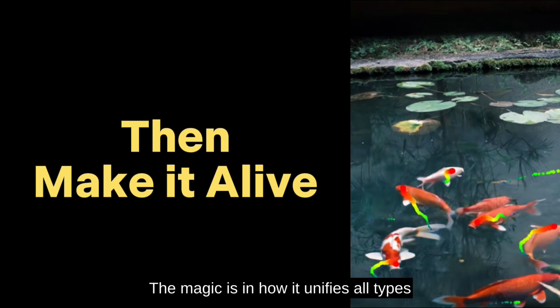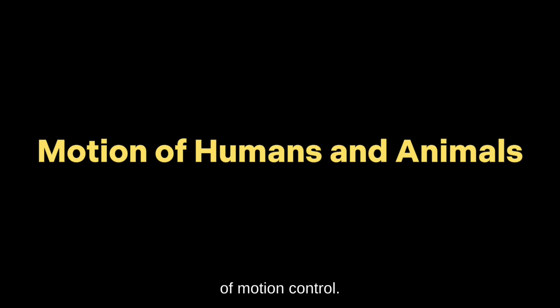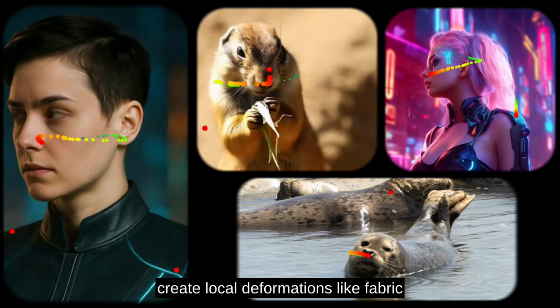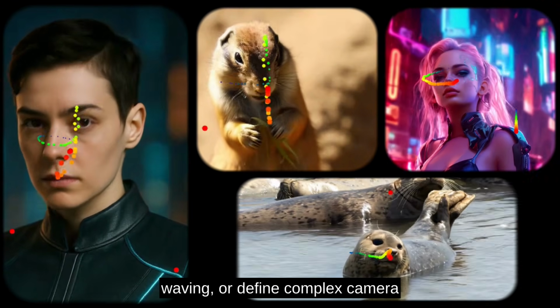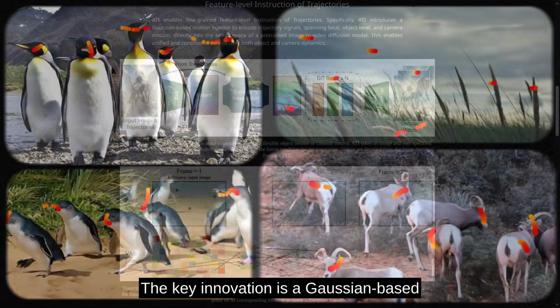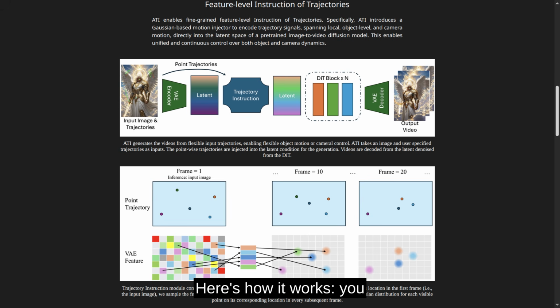The magic is in how it unifies all types of motion control. You can move objects, create local deformations like fabric waving, or define complex camera movements. You simply draw where things should go. The key innovation is a Gaussian-based motion injector.